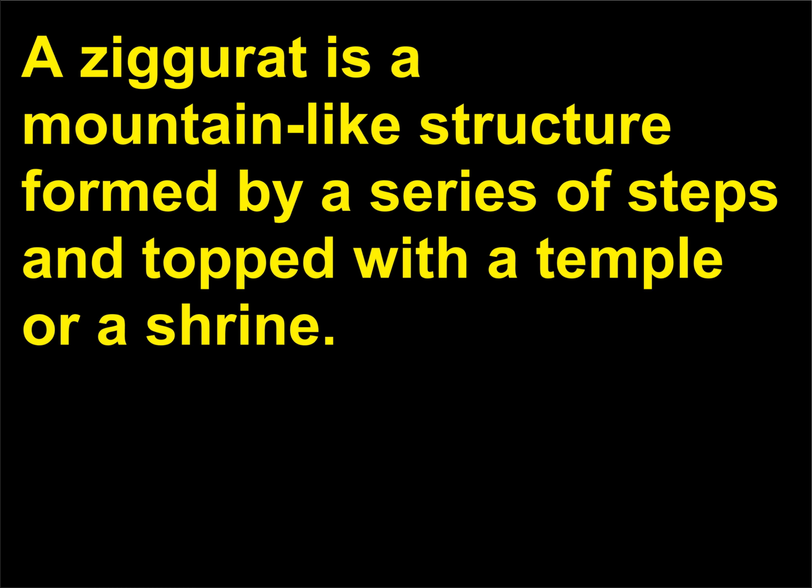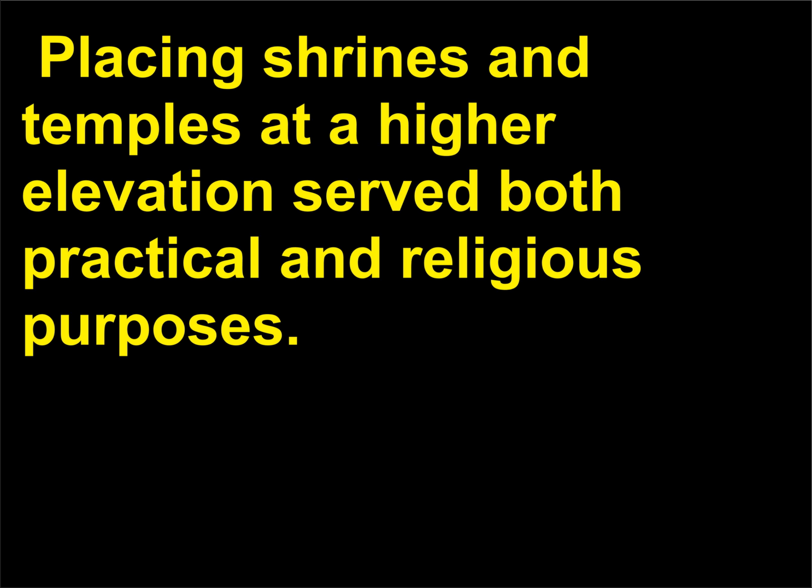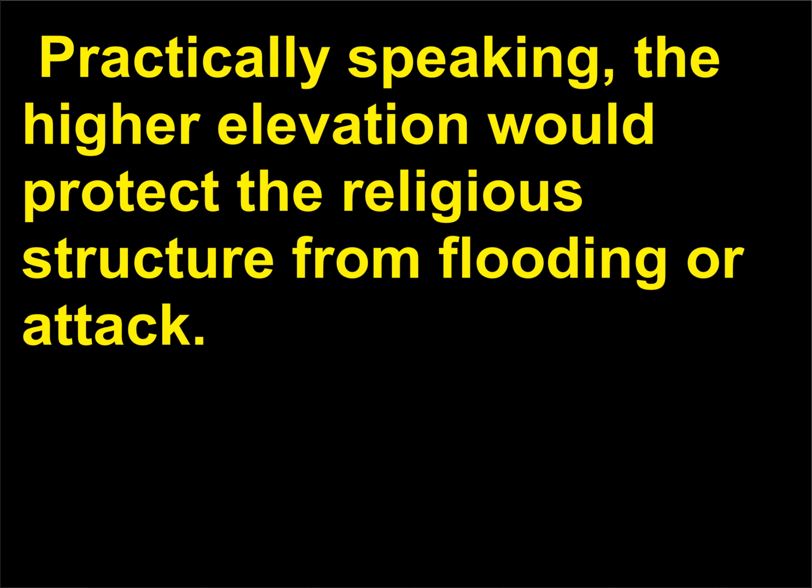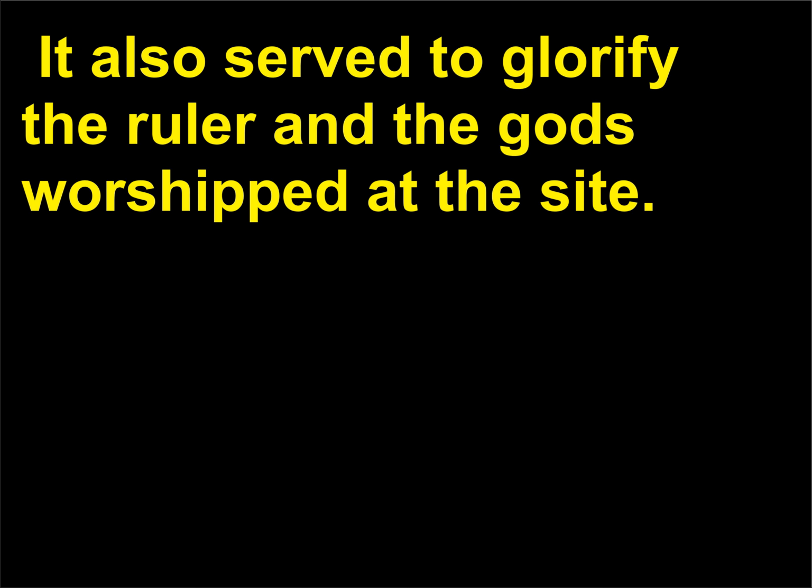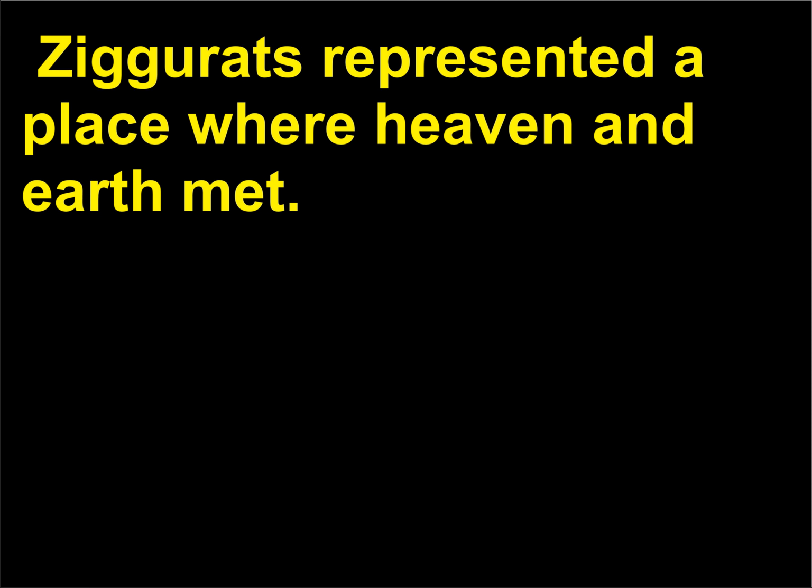A ziggurat is a mountain-like structure formed by a series of steps and topped with a temple or a shrine. Placing shrines and temples at a higher elevation served both practical and religious purposes. Practically speaking, the higher elevation would protect the religious structure from flooding or attack. It also served to glorify the ruler and the gods worshipped at the site. Ziggurats represented a place where heaven and earth met.